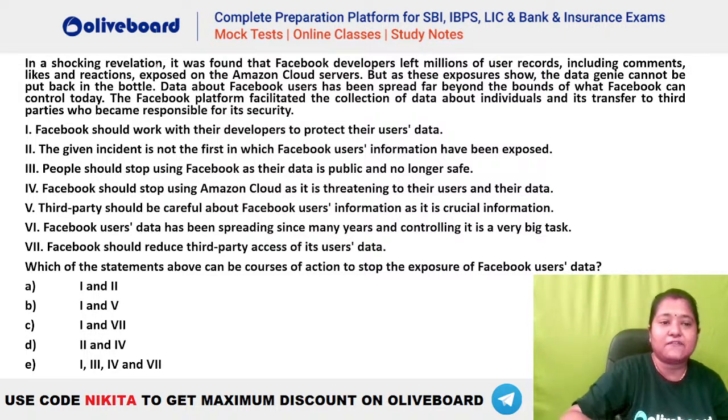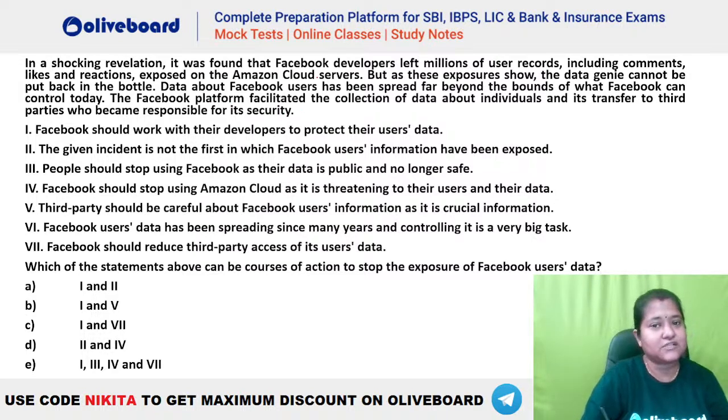So, in a shocking revelation, it was found that Facebook developers left millions of user records, including comments, likes, and reactions, exposed on the Amazon cloud servers. But as these exposures show, the data genie cannot be put back in the bottle. Data about Facebook users have been spread far beyond the bounds of what Facebook can control today. The Facebook platform facilitated the collection of data about individuals and its transfer to third parties who became responsible for its security. So, what has happened here?